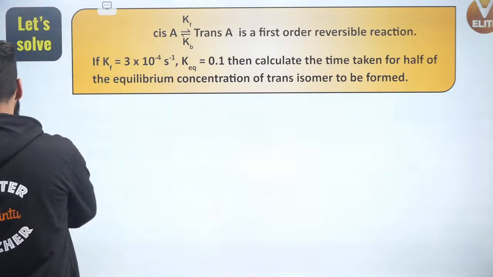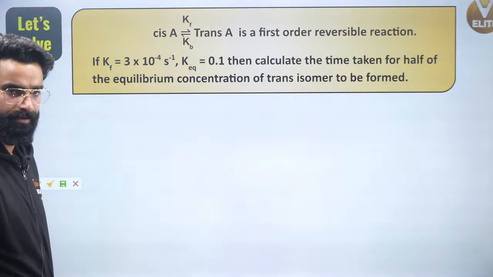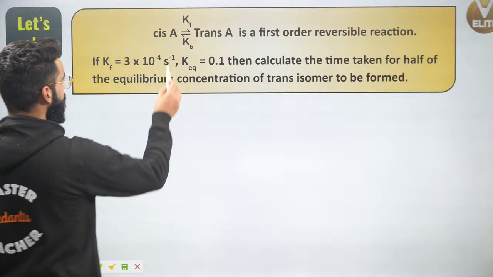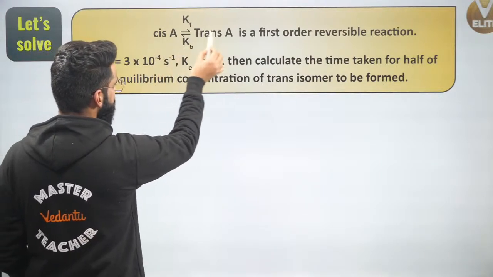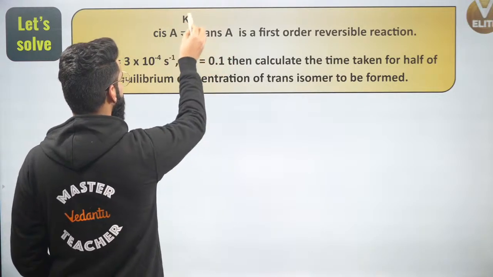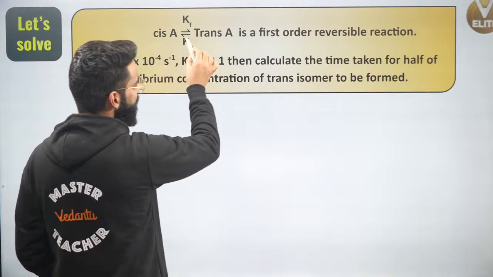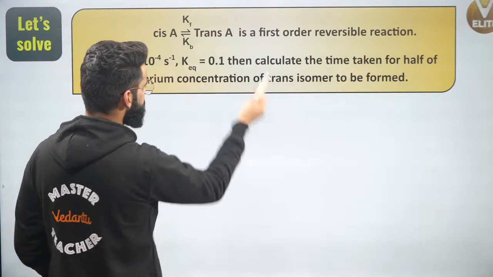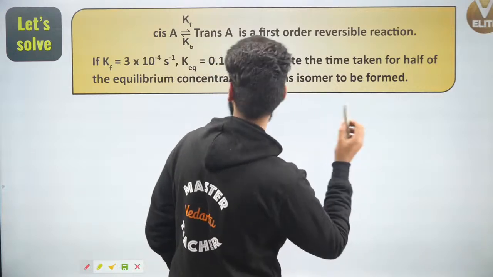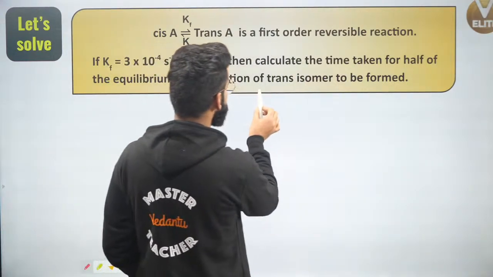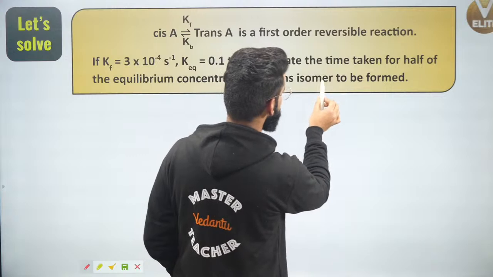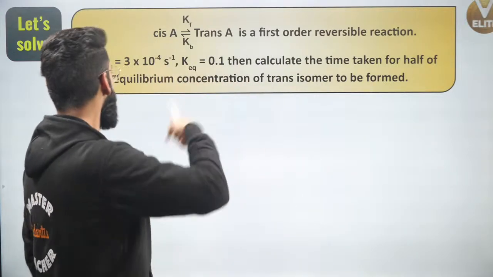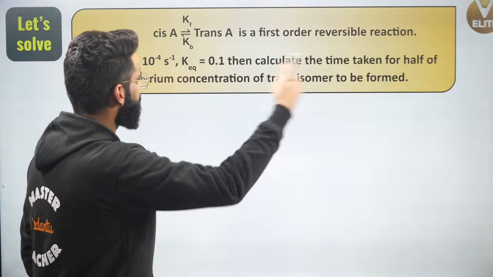This is one more question which is on the screen right here. We have got a reaction in which cis isomer is getting converted into trans isomer. Rate constant of forward reaction, rate constant of backward reaction, it is a first order reversible reaction. Kf value is given, equilibrium constant is given. Then calculate the time taken for half of the equilibrium concentration of trans isomer to be formed.